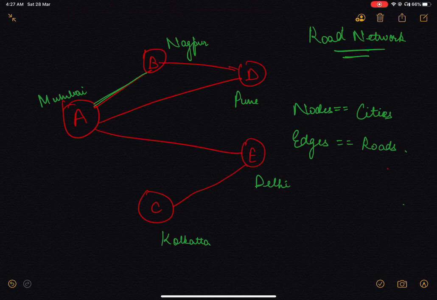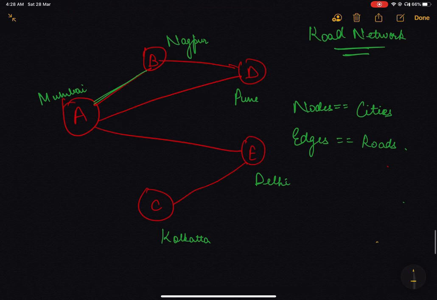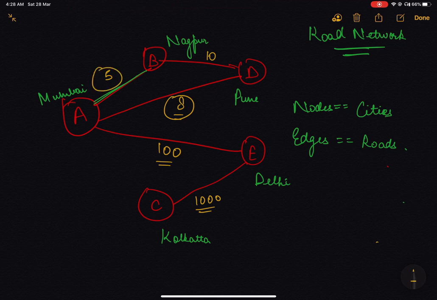This information might be something which mentions the distance between two cities or the length of the road connecting those two cities. So let me write some arbitrary numbers, and they might not be geographically correct or even close. Let us say this is 5, this is 10, this is 8, this is 100, and this is suppose 1000. Here, each particular weight or piece of information on the edge is representing something extra about that particular edge. So, such graphs that have some information, normally an integral value, associated with their edges are known as weighted graphs.